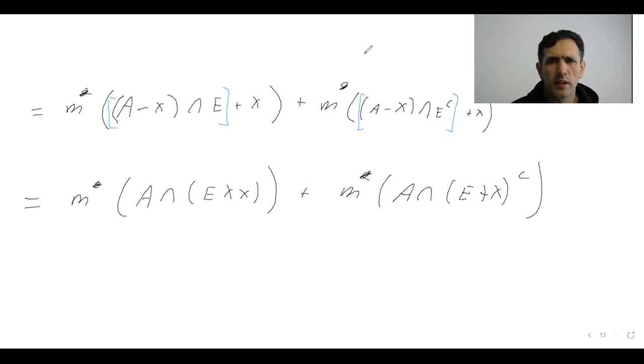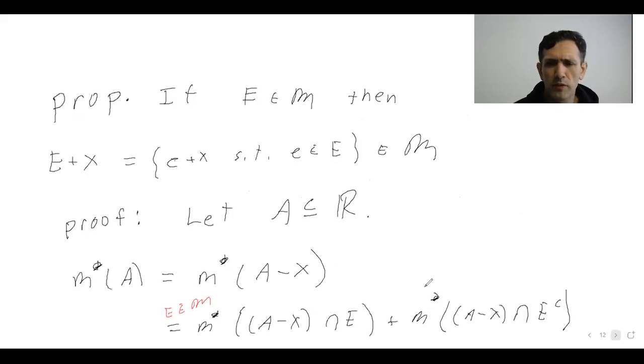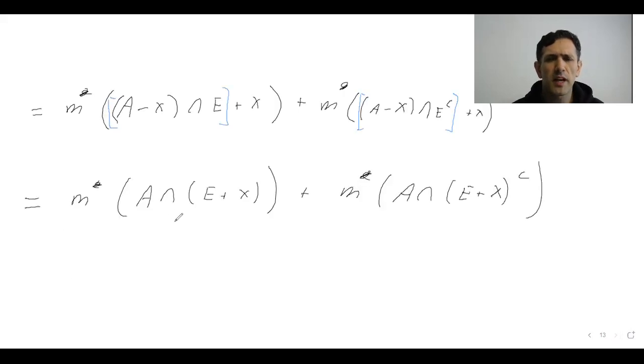Sorry, that does not look like a plus sign. Okay, right. Remember, that's exactly what we wanted to prove. That proves that E plus X is measurable. So where does this come from?